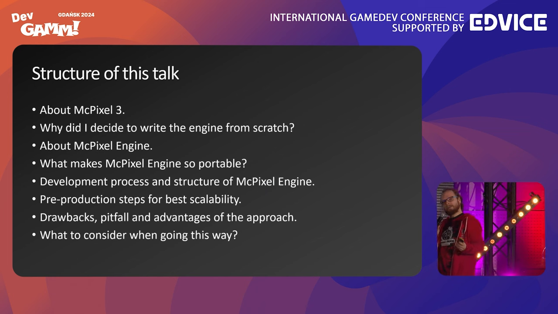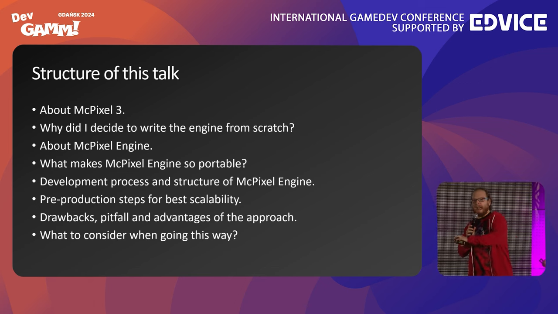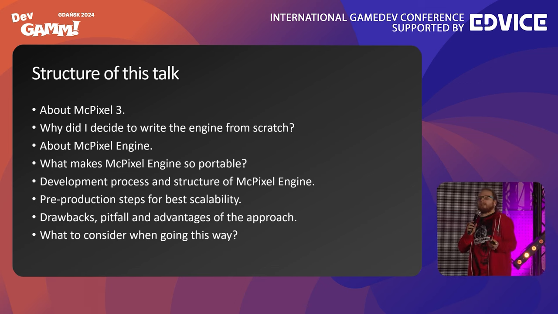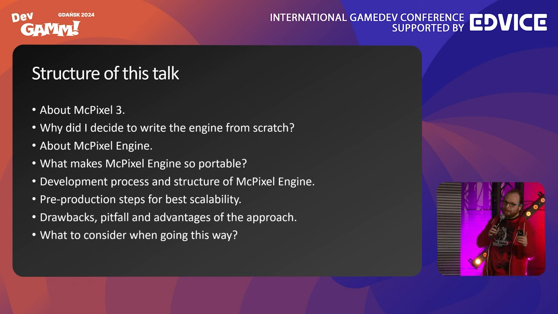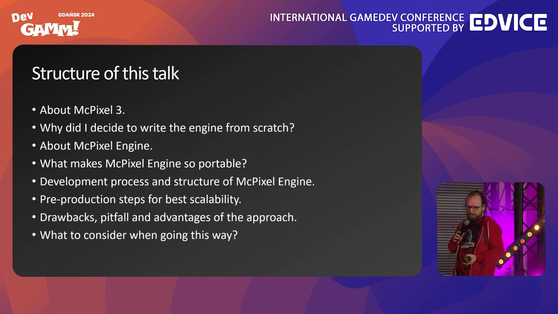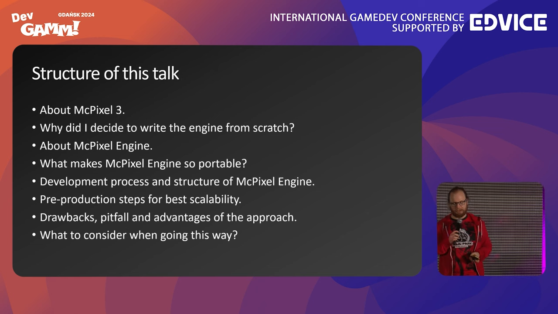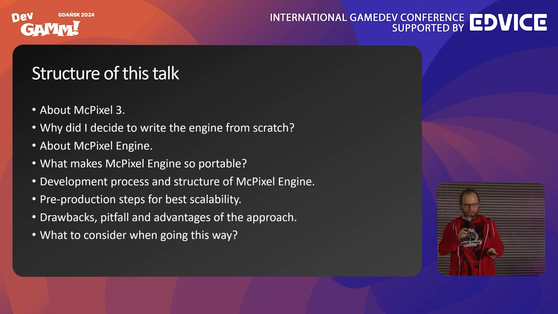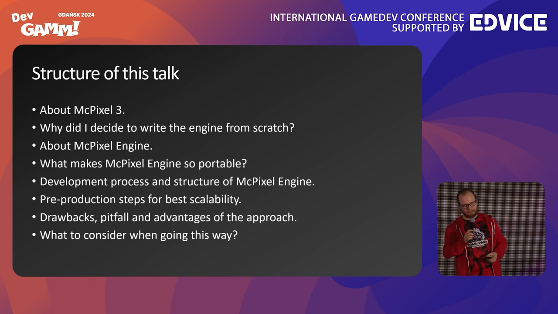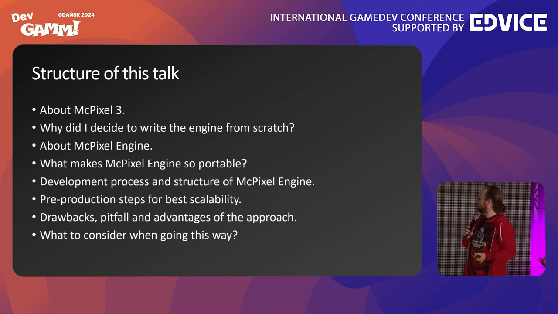But enough about me. The structure of this talk is about McPixel 3, because I created my own engine for McPixel 3. I released it on every single imaginable platform, and what I will tell you is based on my experience. I don't make this up, okay? So why did I decide to use my own engine? About the McPixel engine, what makes it portable, how to structure your development process, how it was structured in the McPixel engine, and what steps to take during pre-production to ensure scalability of the thing you are producing, because it has to work for your entire game. Also drawbacks, pitfalls, of course, and advantages, and what to consider going this way, meaning whether this is the right approach for you. So let's go.